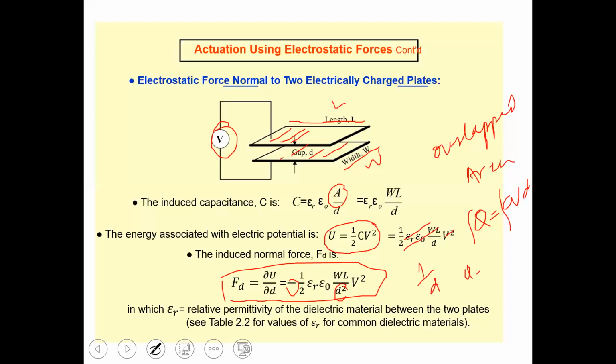So these are three parameters on which the electrostatic force generally depends: overlapped area, applied voltage, and the gap, right? So you can manipulate them accordingly if you want to increase or decrease the force for your design, right? Any confusion?